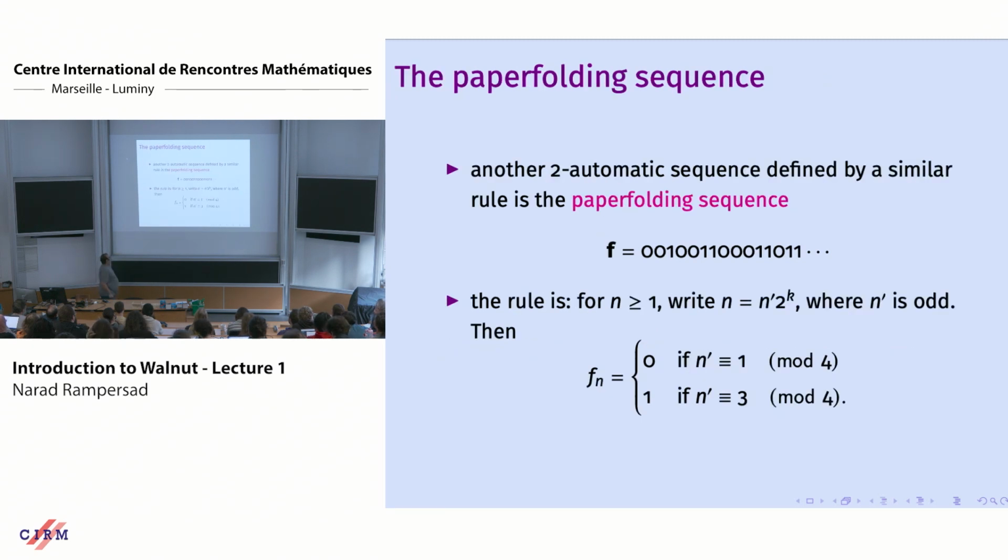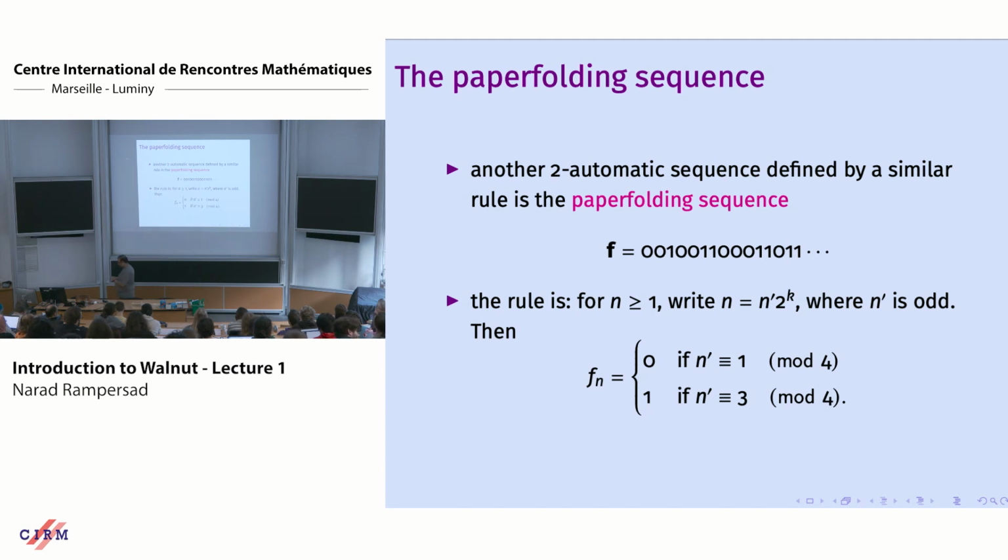Okay, here's another similar sequence. It's a sequence you get by folding a piece of paper. If you take a piece of paper and you fold it in half, and then you fold it in half, and then again, infinitely many times, and then you unfold it, and then you write down the sequence of peaks and valleys that you get, right? You get the paper folding sequence.